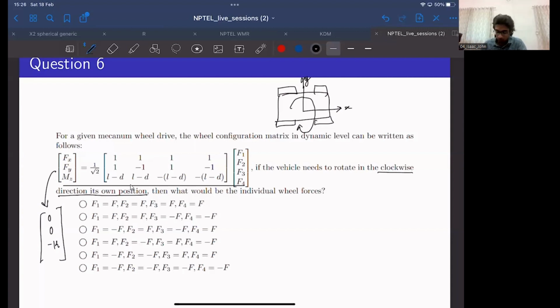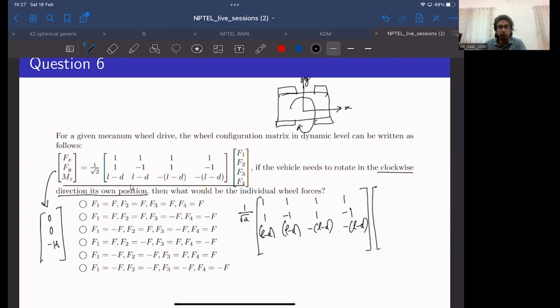Right. So what would be the correct choice? Again, if I'm recreating the right hand side here, 1 by root 2 times 1, 1, 1, 1. The second row would be 1, minus 1, 1, minus 1. Third row would be L minus D, L minus D, minus L minus D, minus L minus D.